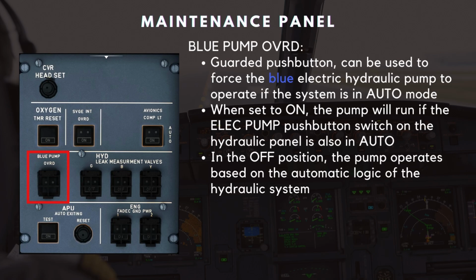Additionally, the blue pump override switch, which is normally guarded, can be used to force the blue electric hydraulic pump to operate if the system is in auto mode. When set to on, the pump will run if the ELEC pump push-button switch on the hydraulic panel is also in auto. In the off position, the pump operates based on the automatic logic of the hydraulic system.